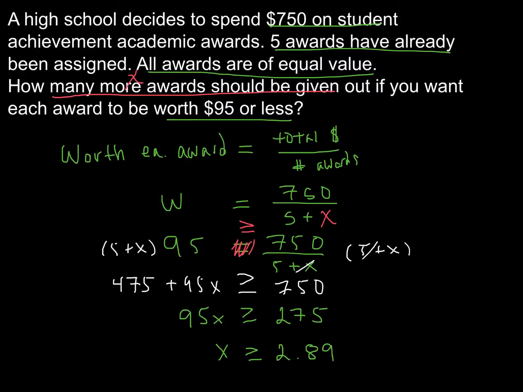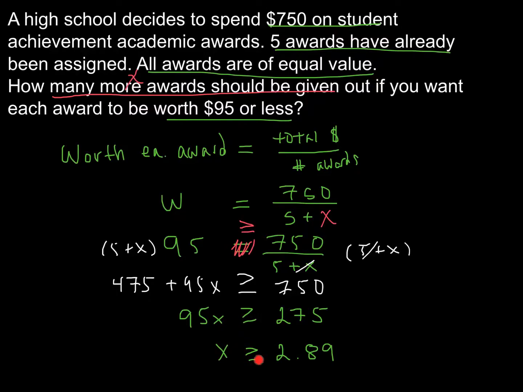So here we have to interpret our answer, right? Notice that if we had left this as an equal sign, we would have said that x would be equal to 2.89, meaning the number of awards we added on should be 2.89. But you can't add on 0.89 of an award. So we would have had to decide, do I need to make this greater than or less than 2.89? Do we want it to be 2 or do we want it to be 3? And by incorporating the greater than or equal sign from the very beginning, we get our answer at the end.